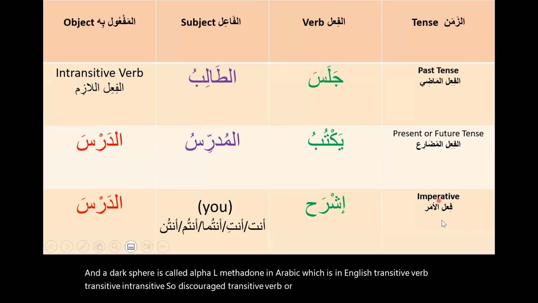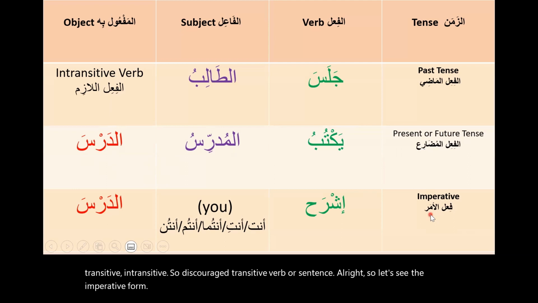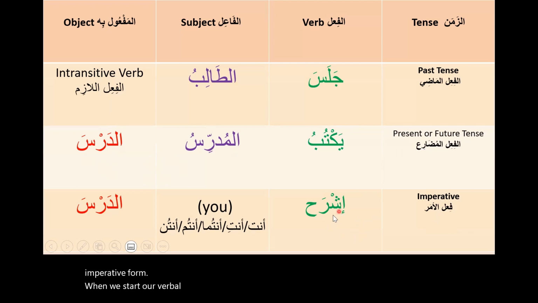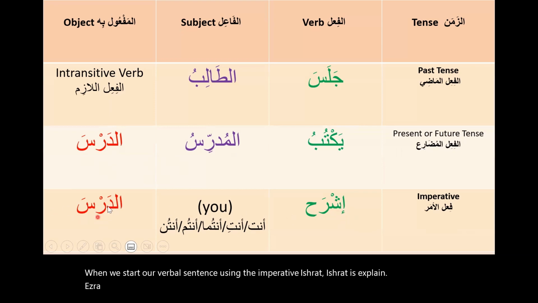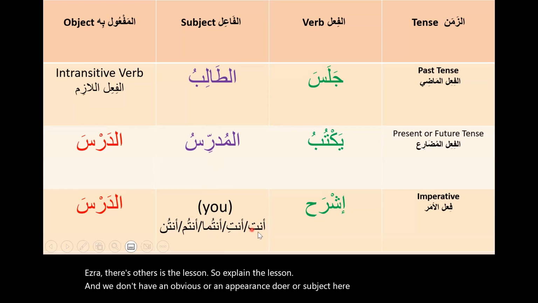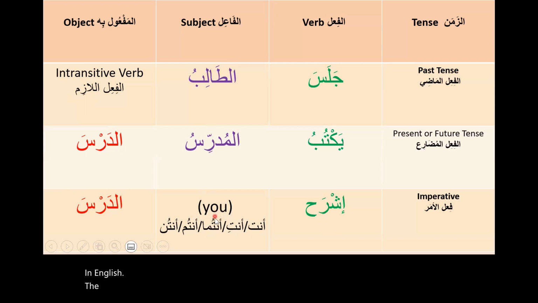All right. Let's see the imperative form, when we start our verbal sentence using the imperative. اشرح is explain. اشرح الدرس. الدرس is the lesson. So: explain the lesson. We don't have an obvious or apparent doer or subject here, but in this case, in English, the doer or the subject is you, because somebody is giving you the imperative. Explain the lesson. That means you.